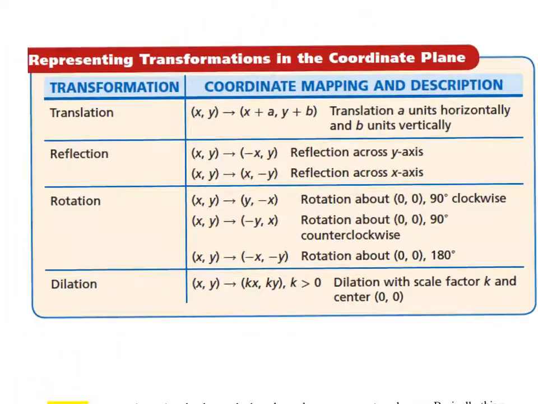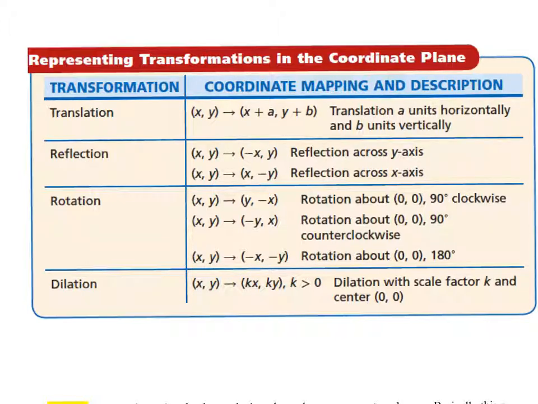This table is how I know my transformations really well. So translation is pretty easy. It's when you add and subtract something. Reflections aren't too bad. It's where if you're reflecting over the x-axis, the x remains the same and the y changes. If you're reflecting over the y-axis, the y remains the same and the sign of the x changes.